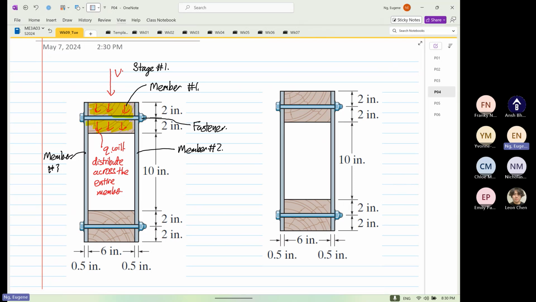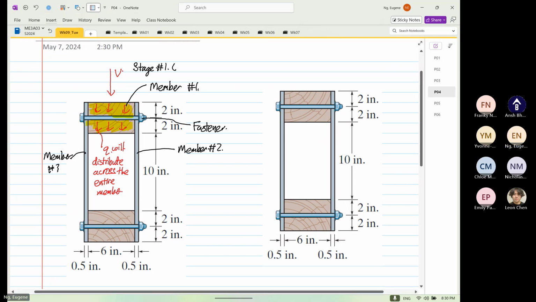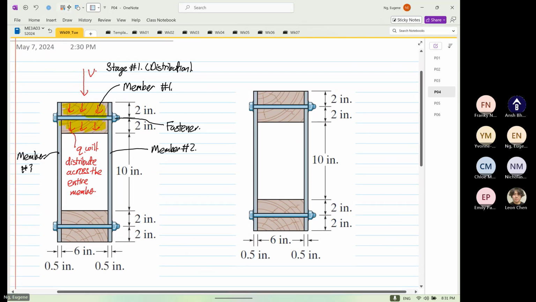After it distributes, then it will transmit. Okay, so stage one is the distribution. Okay, then stage two is the transmission, transmit via the fastener to other members.